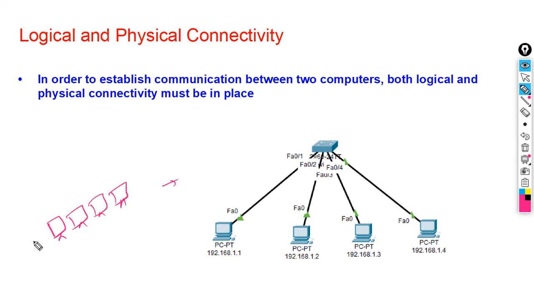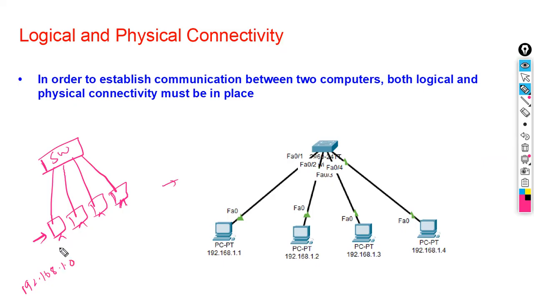And if you want to make these computers communicate in our LAN, it should have physical connectivity and logical connectivity. Remember this point? What is the meaning of physical connectivity? The cable, switch to switch. What is the meaning of logical connectivity? IP. IPs should be from the same network, right?